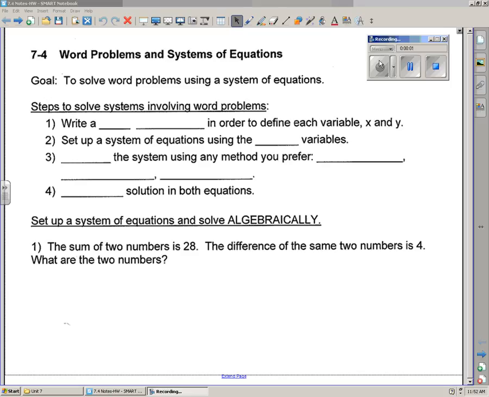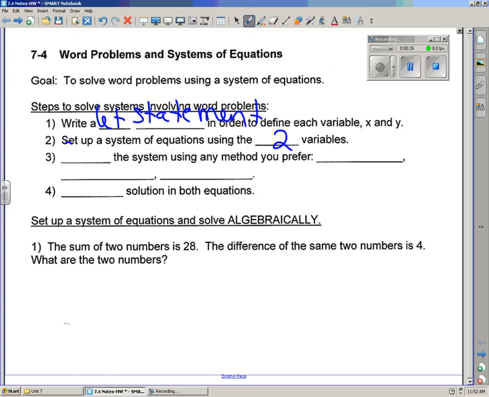Okay, so for today's lesson, what we are going to do is set up and solve word problems using systems of equations. In order to do that, the first thing you're going to have to do is define each variable that you're using. We're going to call that write a let statement in order to define each variable, x and y. Set up a system of equations using those two variables.